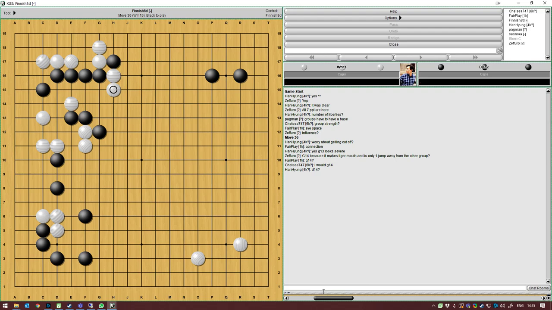Because here, when you say G14, you are saying we concentrate on connection. When we are doing D14, we are concentrating on I-shapes, okay? I'll show you what has happened in this game, black's next move, and I guess you will understand better. In the game, black played here, do you understand it?